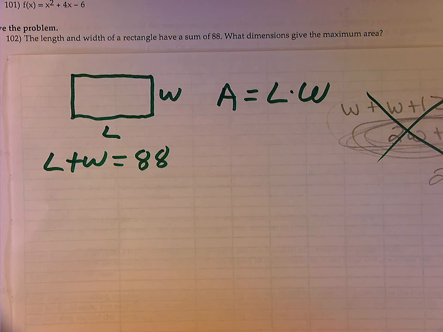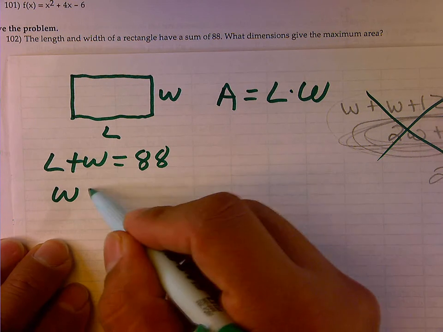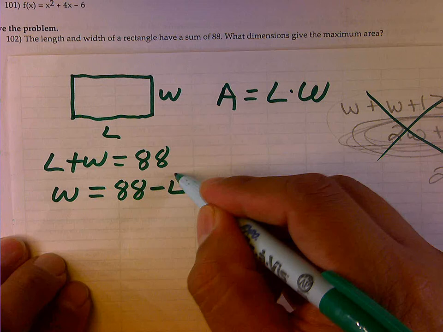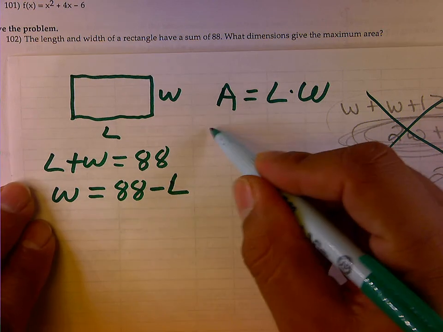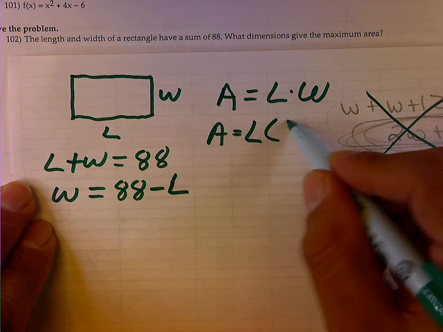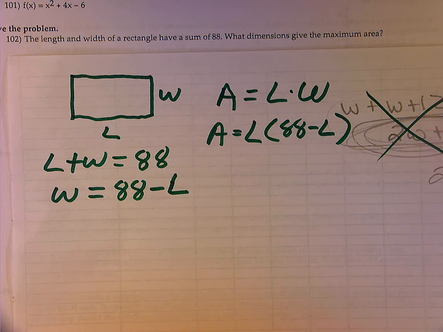It does not matter whether I solve for the length or whether I solve for the width. I just need to get rid of one of them in my area formula. So I will solve for the width, it doesn't really matter, by subtracting the length from both sides. And I have that W equals 88 minus L. I will substitute that into my area formula. Length times width, which is 88 minus L.